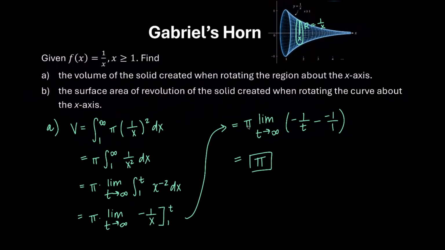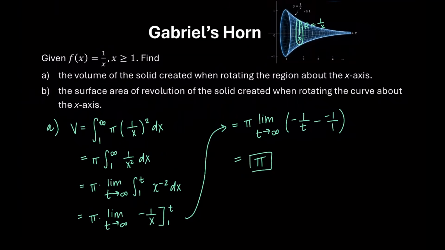So the volume of the solid created when we rotate this region, so we have this region underneath 1 over x from 1 to infinity, it turns out if I find the volume of this solid, it has a finite volume, right? Even though this is going all the way to infinity.